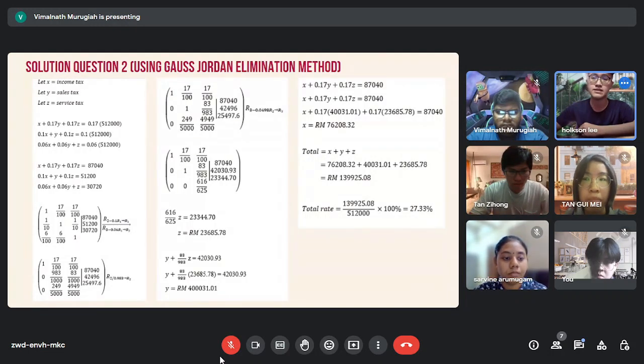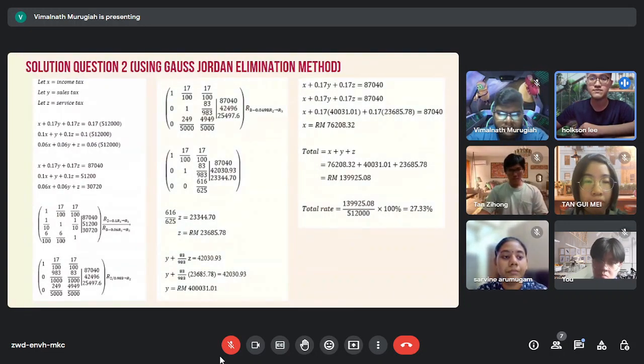So we can consider that x plus 0.917y plus 0.17x equals 17% times 512,000, and so on with the sales tax: 0.1x plus y plus 0.1x equals 0.1 times 512,000, and so on with the service tax. It is the same as the sales tax, and the equation is 0.06x plus 0.06y plus z equals 0.06 times 512,000. So we form the equations below, and then we start computing.